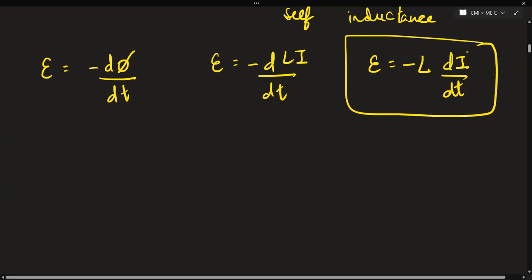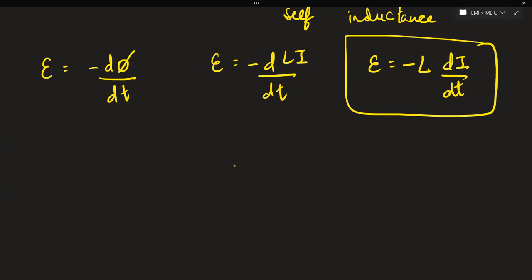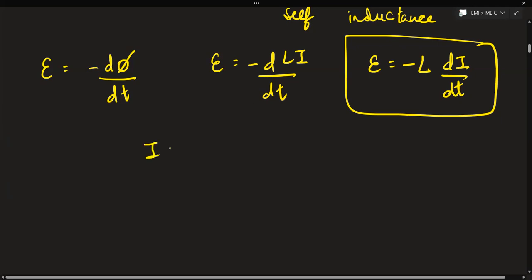So how can you define self-inductance? This can also come in exam. See, if current is 1 ampere, using this relation phi is equal to Li, then phi will obviously be equal to L. If this is the case, then this will happen. So how can you define self-inductance?